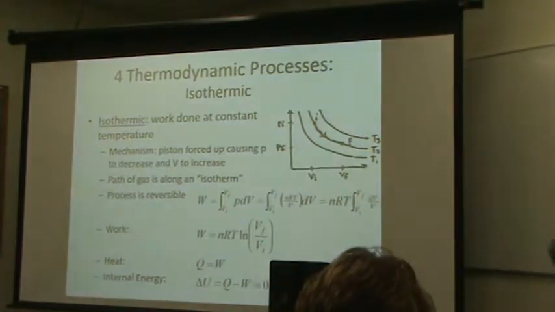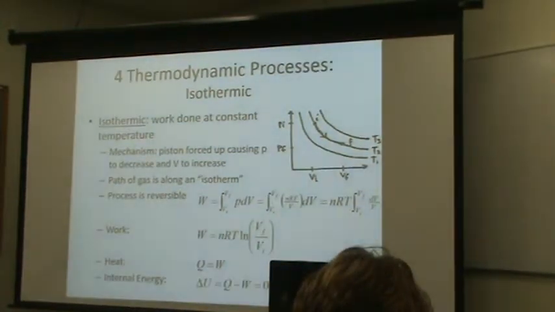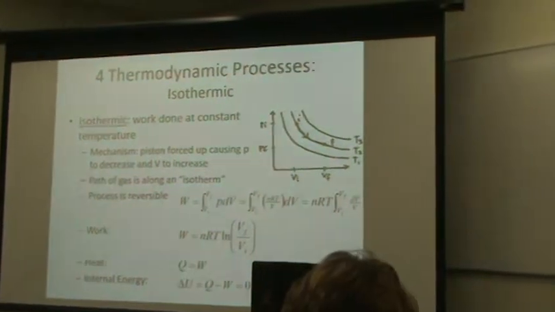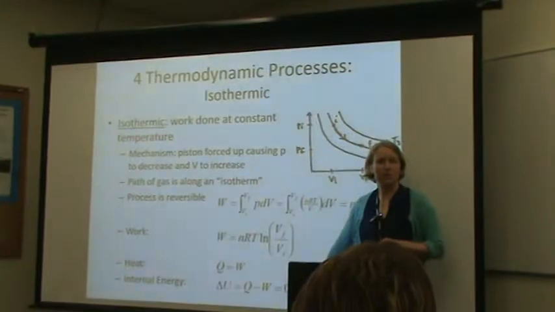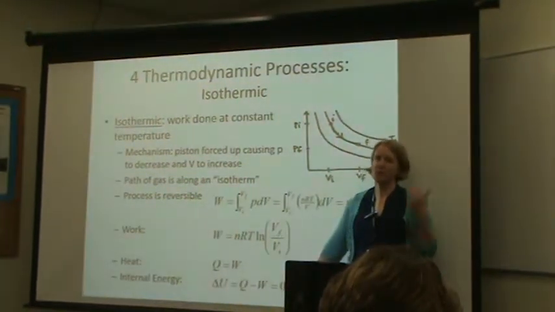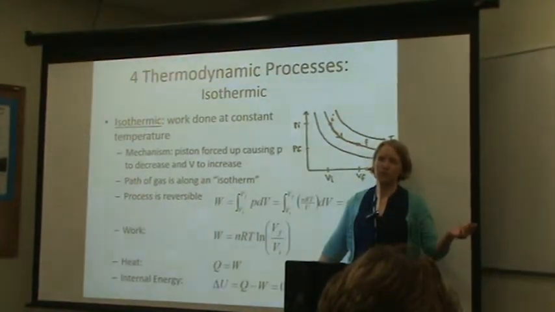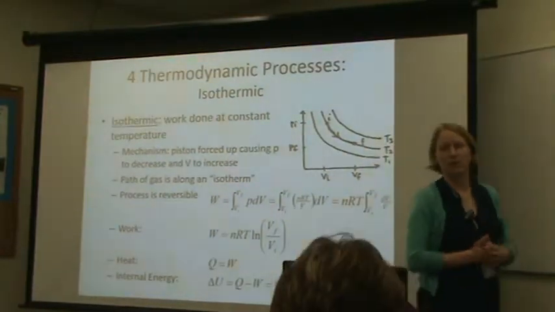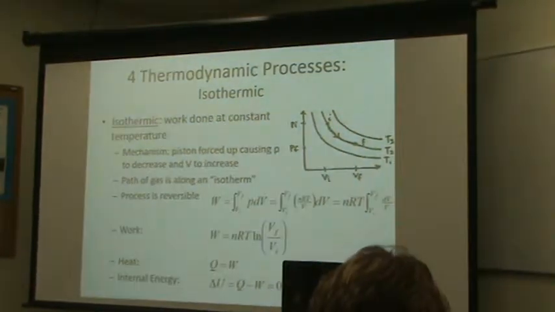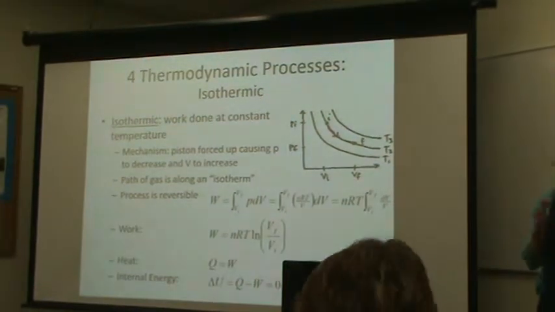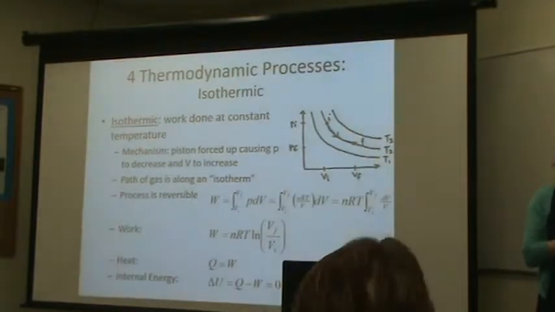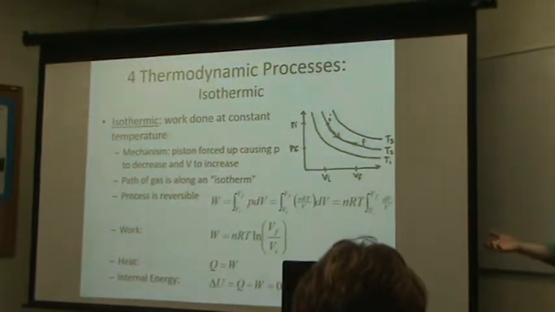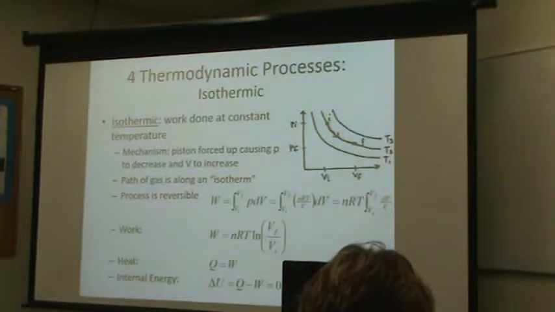Heat is the same as work. So that's nice. Once you solve for work, then heat is the same number. If you plug that into our internal energy equation, which is Q minus W, then of course it equals 0. So there's no change in internal energy during this process. Since the temperature stays constant, heat is not being added or taken away from the system, and so there's no change in internal energy.